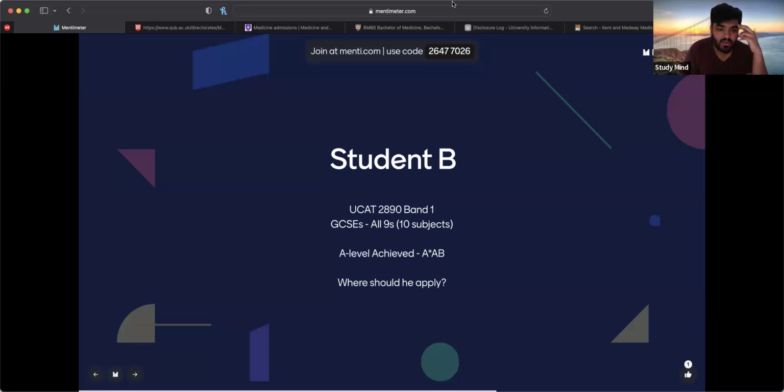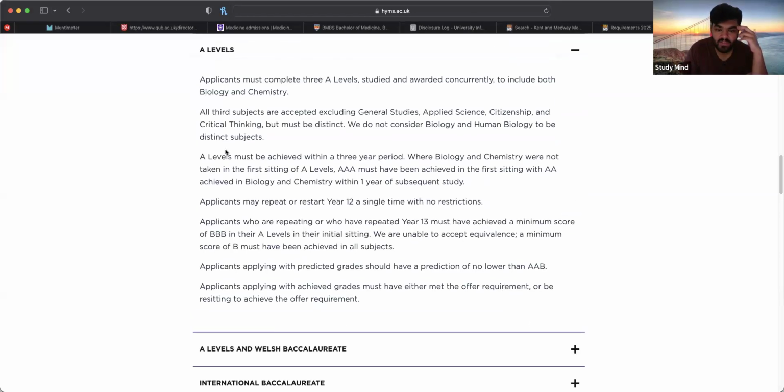So one university we have over here is: applicants who are repeating or have repeated year 13 must have achieved a minimum score of BBB in the A levels. We are unable to accept equivalence. A minimum score of B must be achieved in all subjects. So this is Hull York Medical School, but they will accept you if you get the requirements and you can do it within a 3-year period.